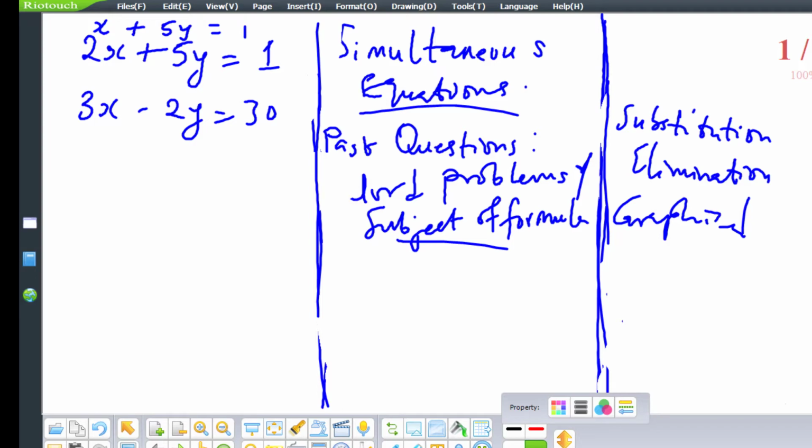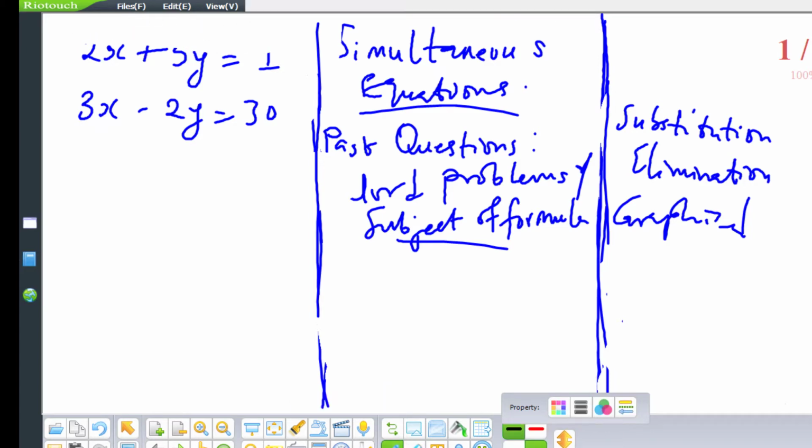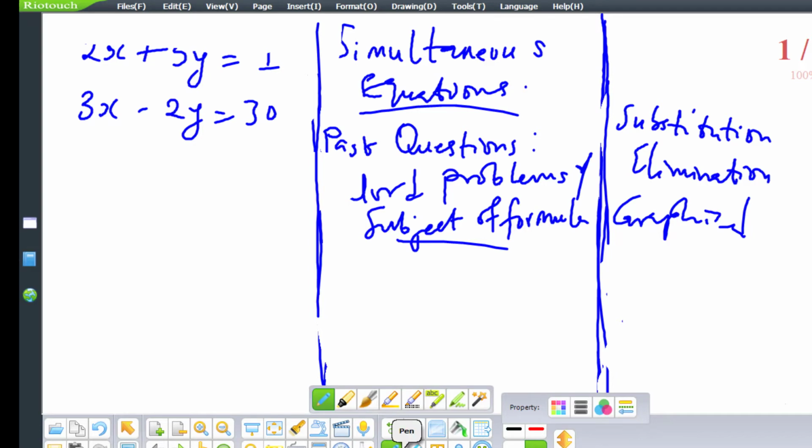But in a situation whereby none of the unknown variables has a coefficient of 1, then it's advisable we use an elimination method. So let's solve this question using elimination method. We'll try another question with substitution method, and then we check some things in the past question. In solving this question using an elimination method, there's nothing difficult therein. What you need to do is this.